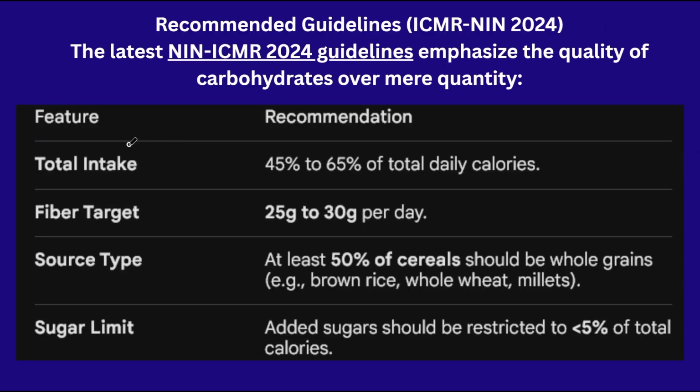So, this is the summary of the ICMR NIN 2024 guidelines. The carbohydrate intake should be 45 to 65% of total daily calories. The fiber should be around 25 grams to 30 grams per day. And the sources are here. 50% of the cereals should be whole grains. The whole grains include brown rice, whole wheat, and millets.